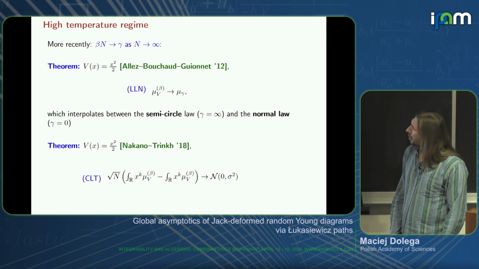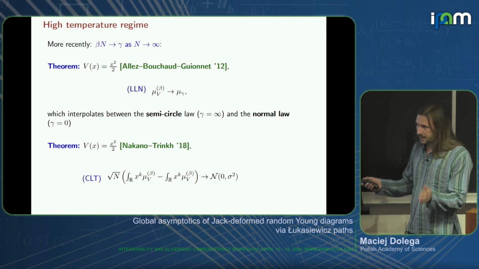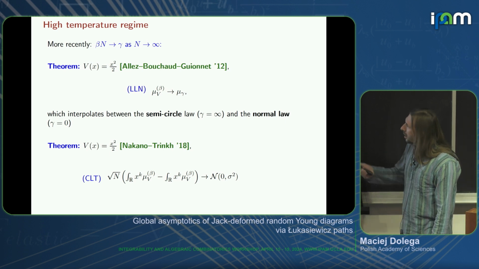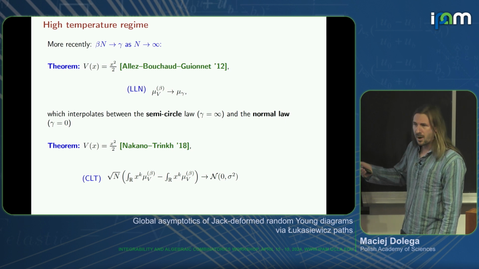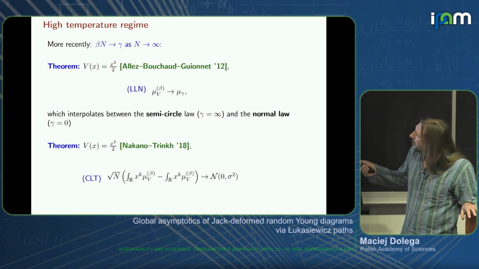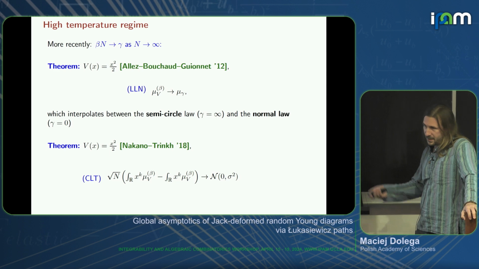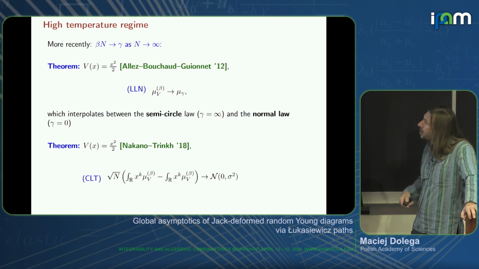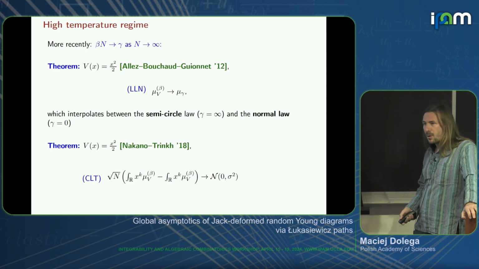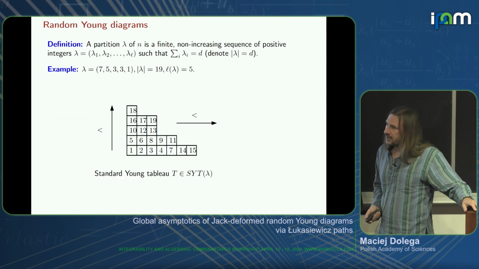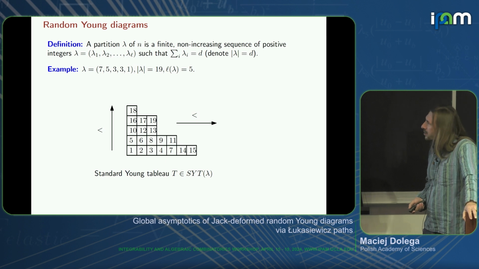So here I'm going to show you the law of large numbers and central limit theorem. Again, we have a law of large numbers, so there is some limiting shape. And now this limiting shape, of course, depends on this parameter gamma. Because we know that we have a semicircle law for gamma equal to infinity, it turns out that this is some law which interpolates between the semicircle law and the normal law. And we also have a central limit theorem for global asymptotics in this regime. So okay, these are results about random matrices and log gases.